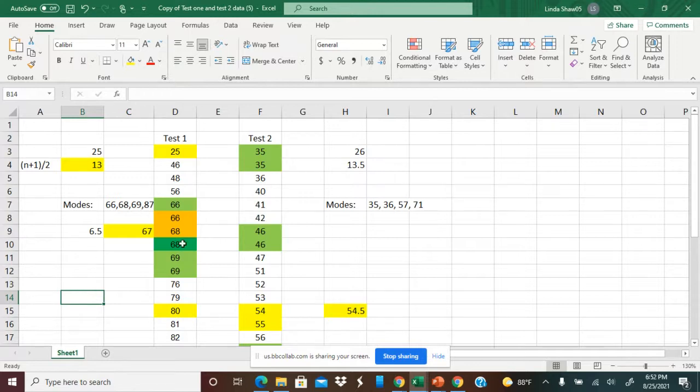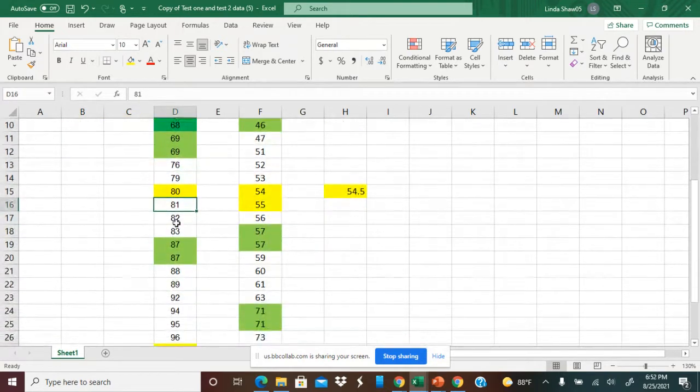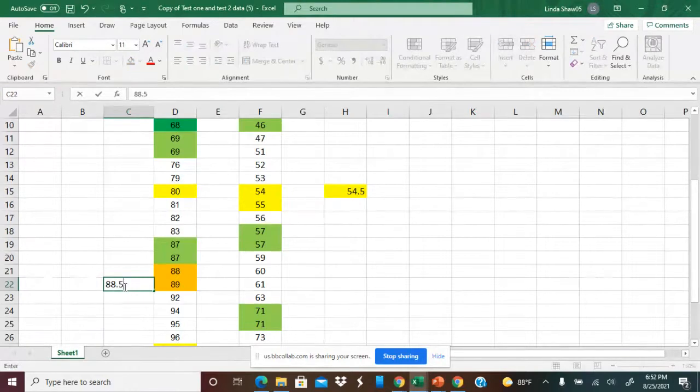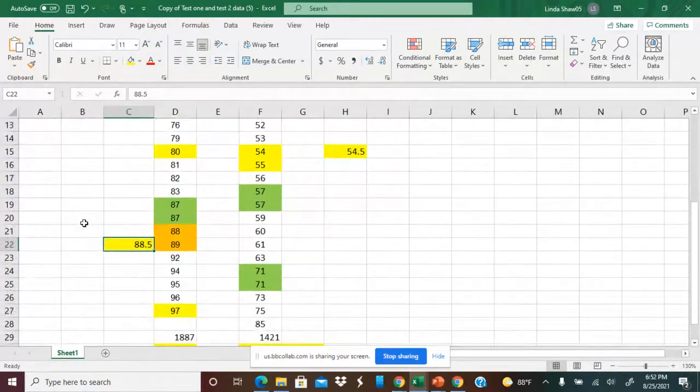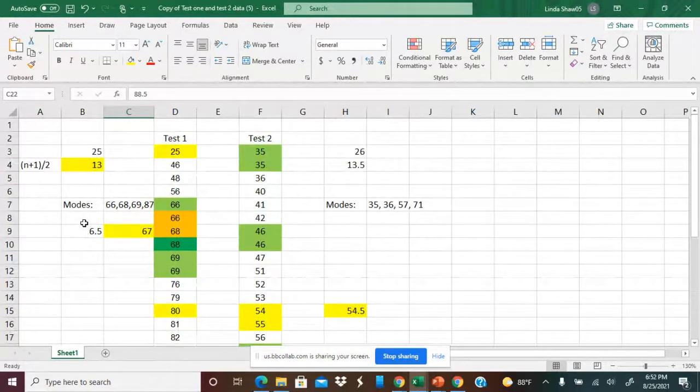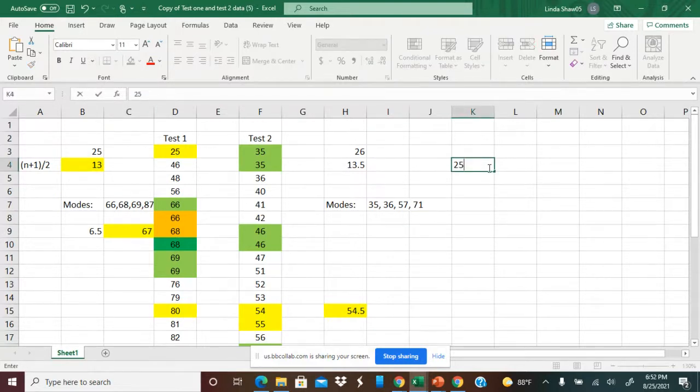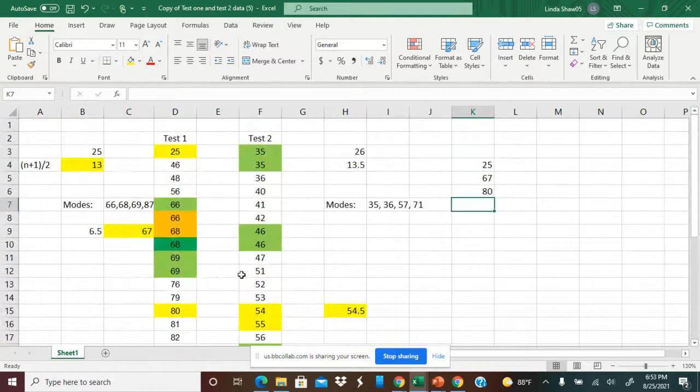Now I'm going to do the exact same thing for my second half, also counting down 6.5 spaces. Starting with the 81, since I'm not including the median, this is 1, 2, 3, 4, 5, 6.5. So between that 88 and 89, the midpoint is going to be 88.5. So that would be my third quartile. Everyone okay with those numbers? So the 5-number summary for test 1 would be 25, 67, 80, 88.5, and 97.